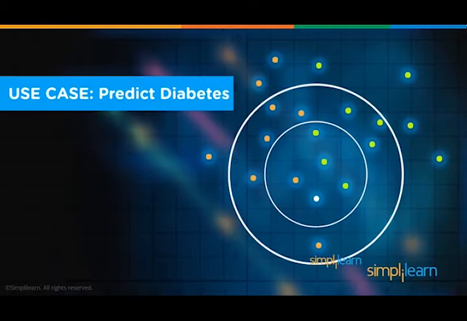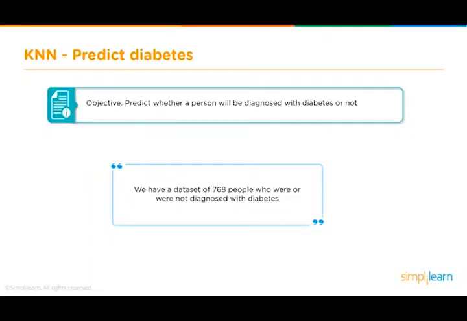So as you can see, it's pretty straightforward. We're just looking for the closest things that match what we got. So let's take a look and see what that looks like in a use case in Python. So let's dive into the predict diabetes use case. The objective: predict whether a person will be diagnosed with diabetes or not.